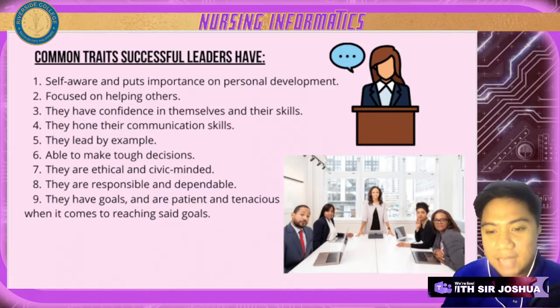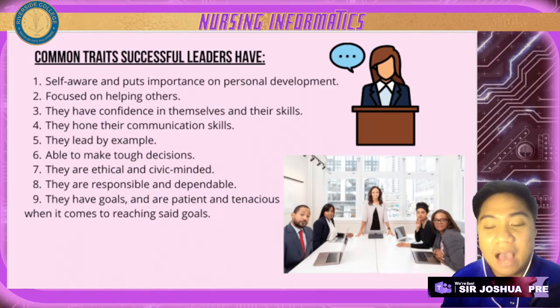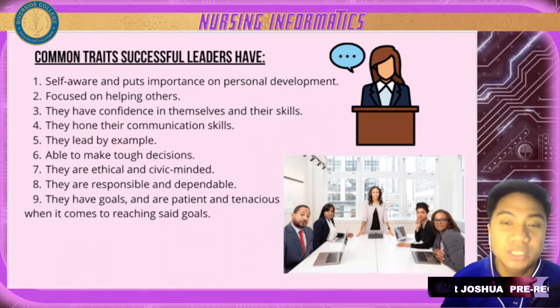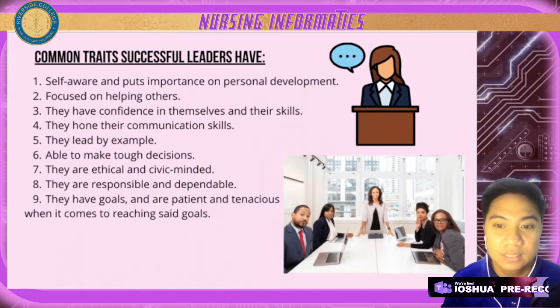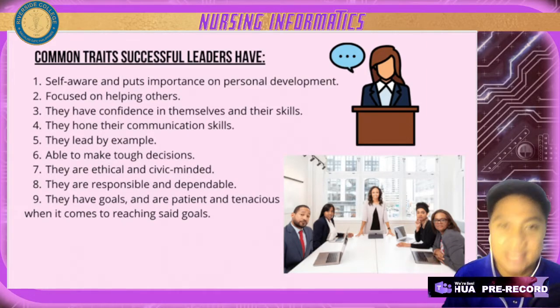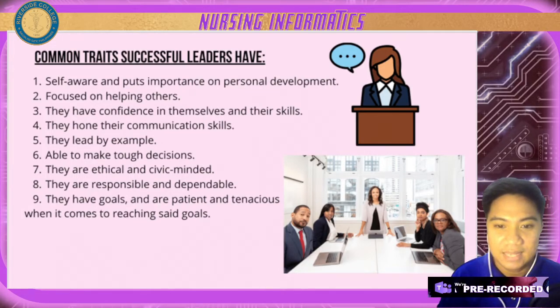Also, leaders are responsible and dependable. And usually they have their goals and are patient and tenacious when it comes to reaching those goals. So these are usually present in a successful and good nurse leader.